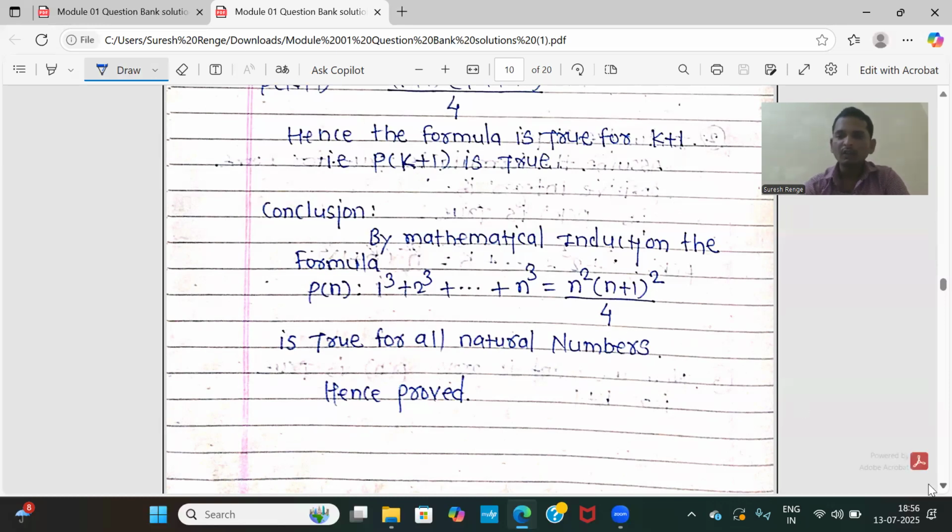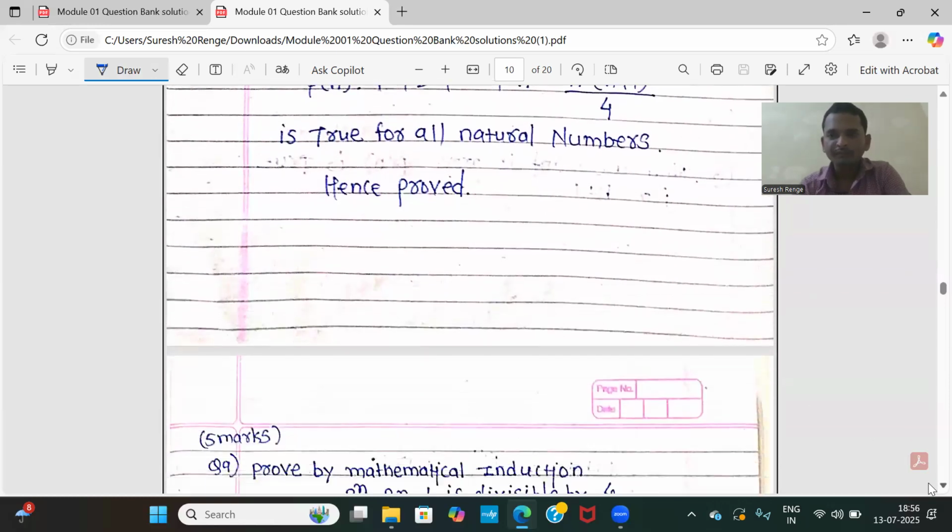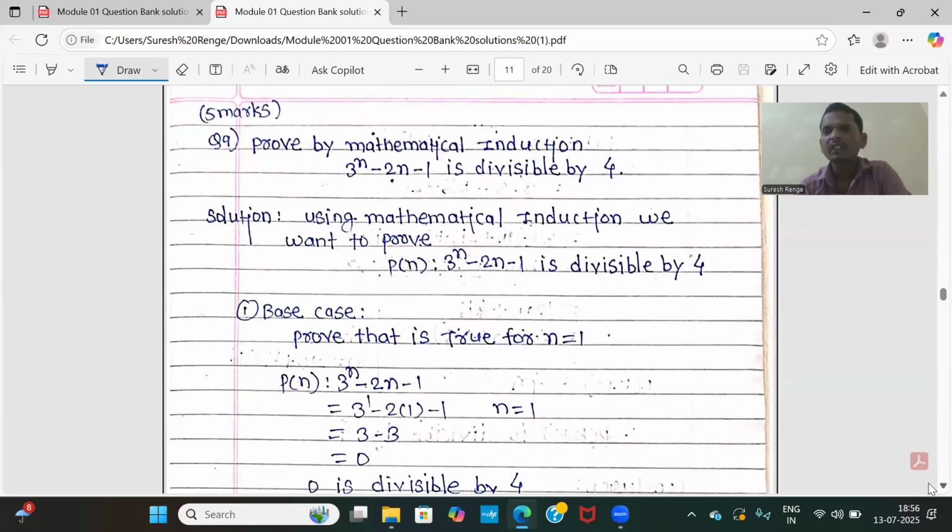Okay, let us start to discuss the next question. In today's lecture, we are discussing only 2 questions. After that, in the next lectures, we will discuss 2 more questions. This is question number 9. This question has 5-mark weightage, and it is under the heading of mathematical induction.